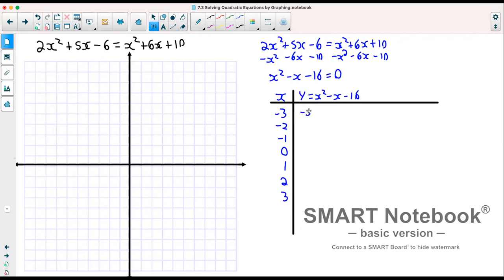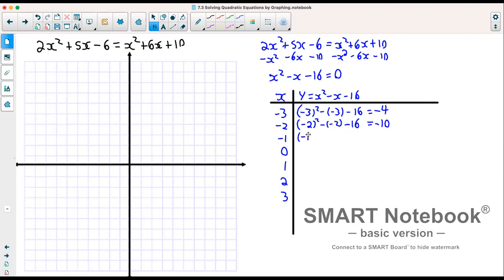So we've got -3 squared minus -3 minus 16. So -3 squared is 9. Minusing a negative means we're adding, so +3. So that'd be 12. Minus 16 would give us -4. Next, we have -2 squared minus -2 minus 16. So -2 squared is 4. We're subtracting -2, so that's the same as adding 2, so that'll be 6. Minus 16 would give us -10.